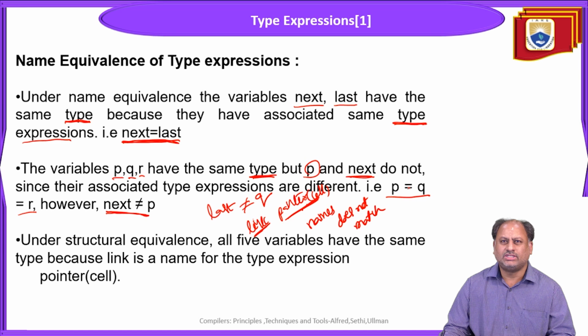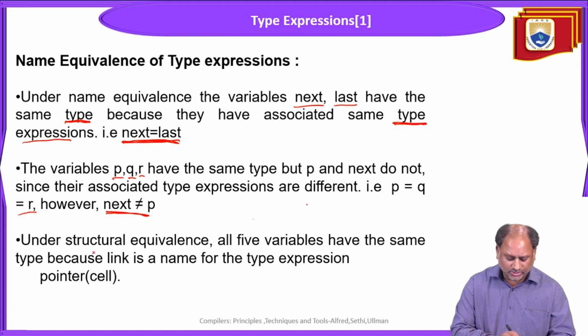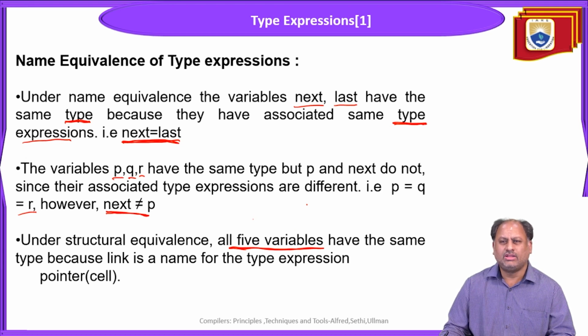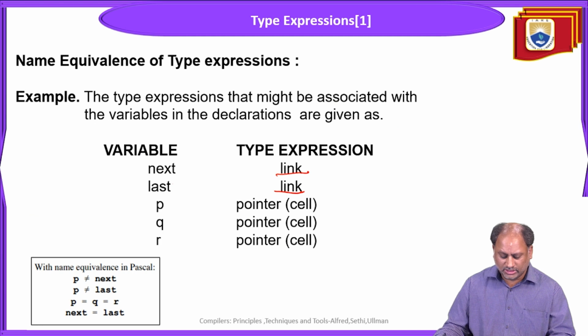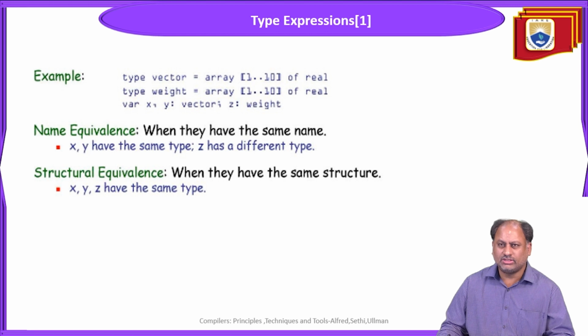Then we can say that it is not name equivalent. If the variables belong to the same type expression, then only we can say they are the same. Under structural equivalence, we can say that all 5 variables have the same type, because link is a name of the type expression. So what is the link here? Pointer of cell. So that's why it is.